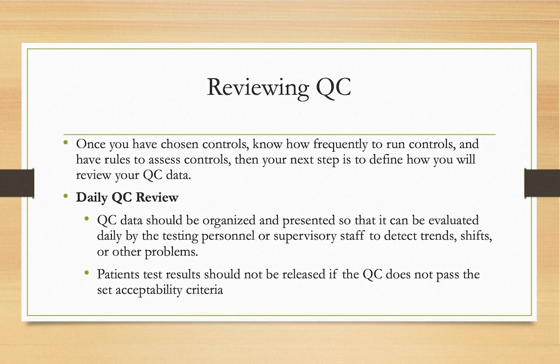Reviewing quality control. Once you have chosen controls, know how frequently to run controls, and have rules to assess controls, then your next step is to define how you will review your quality control data. Daily quality control review. Quality control data should be organized and presented so that it can be evaluated daily by the testing personnel or supervisory staff to detect trends, shifts, or other problems. Patients' test results should not be released if the quality control does not pass the set acceptability criteria.